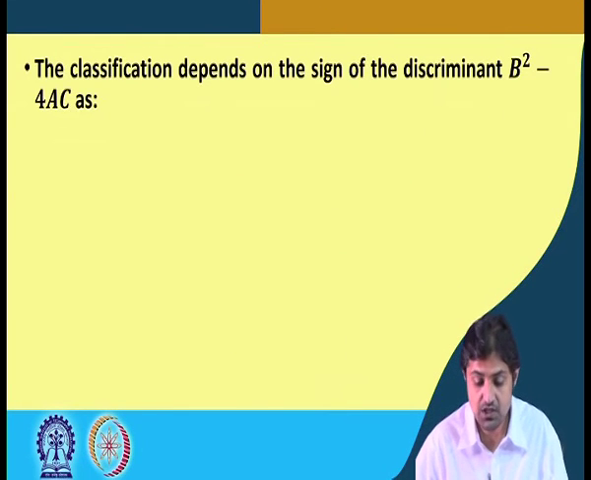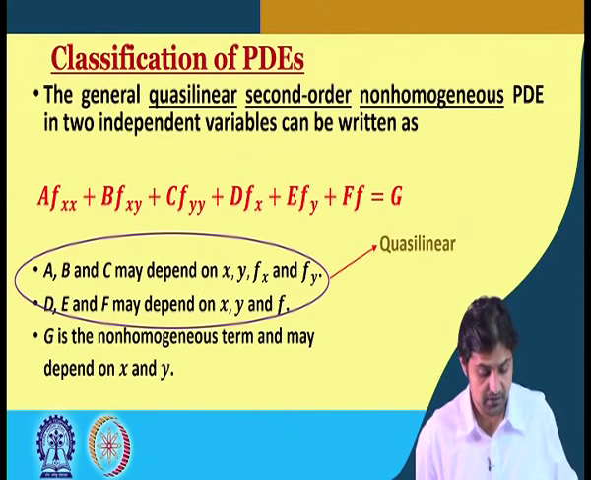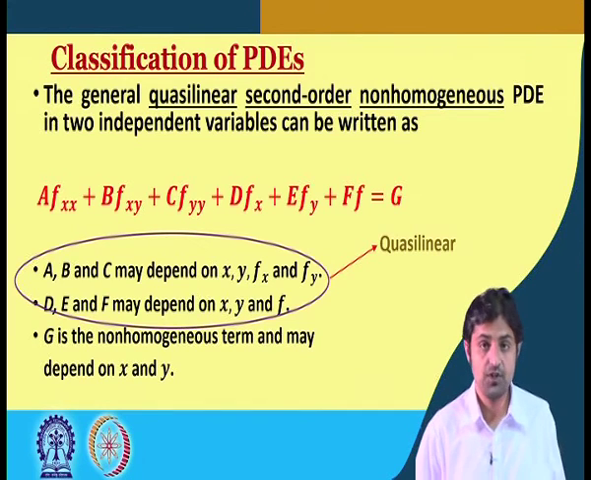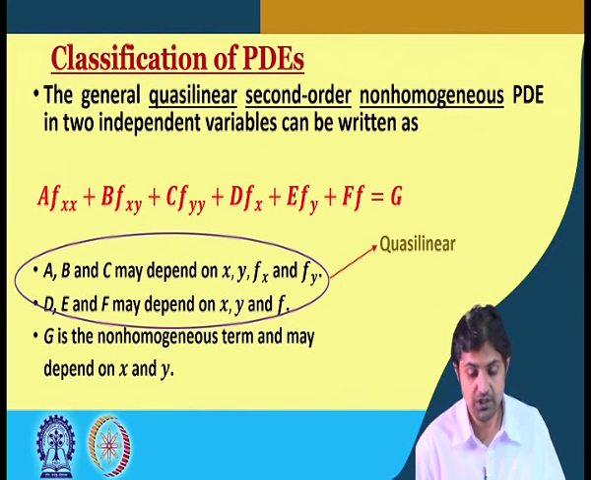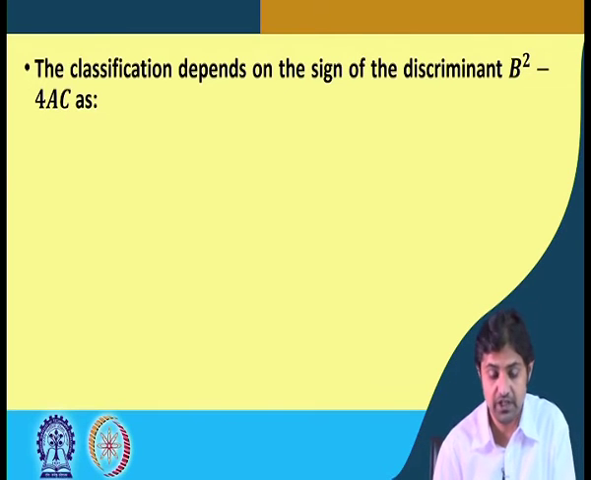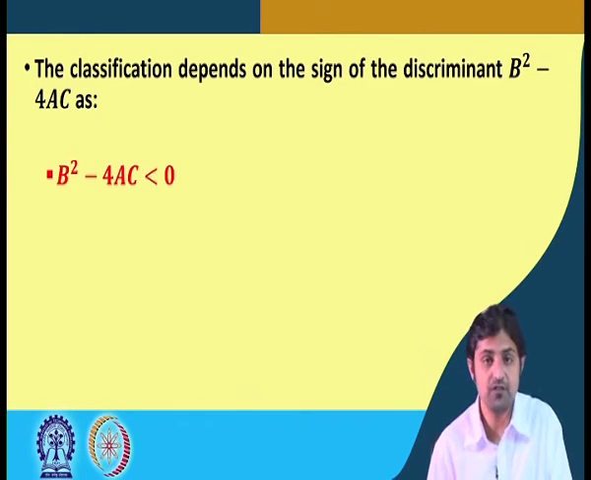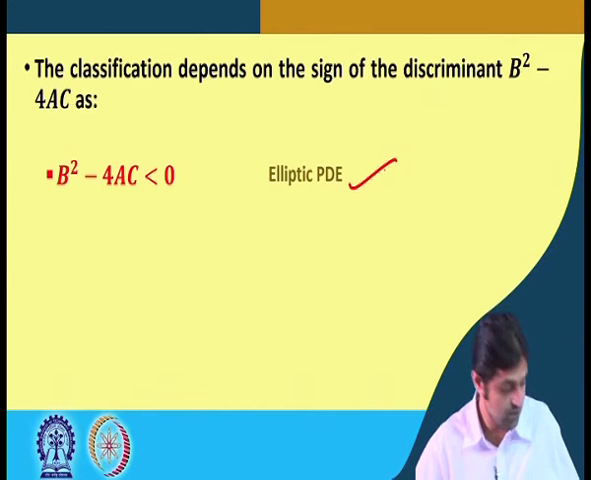So, the classification depends on the sign of the discriminant b square minus 4ac. In this particular equation, a f_xx plus b f_xy plus c f_yy plus d f_x plus e f_y plus f f is equal to g, the solution will depend on the value of b square minus 4ac. And how does it depend? If b square minus 4ac is less than 0, then it is going to be an elliptical partial differential equation.